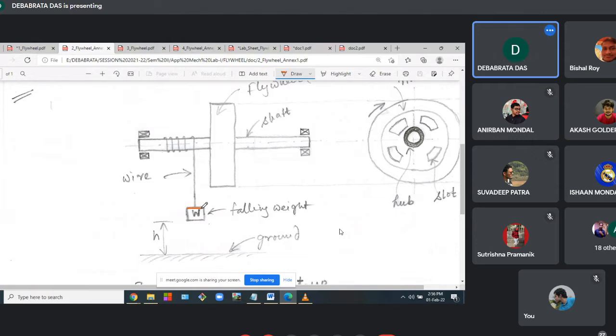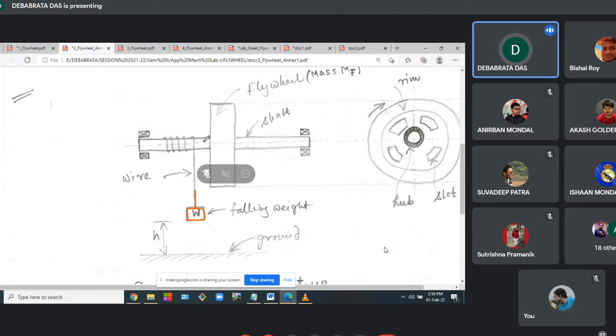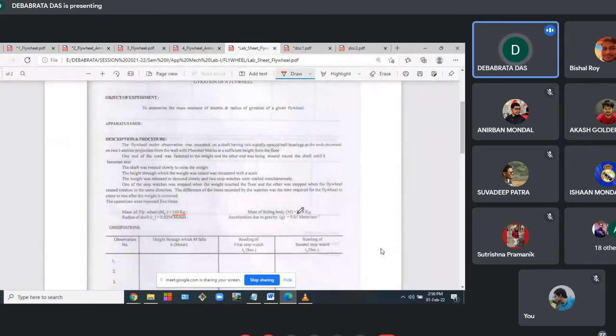There is a weight W which is connected with a wire. The other end of the wire is wrapped around the shaft on which the flywheel is mounted. This flywheel is rigidly mounted on the shaft, which means when the shaft rotates, the same motion prevails for the flywheel. So this wire is wrapped around the shaft, and the other end is connected with a weight W. W is given, it is known. It is 12.8 kg. Clear?